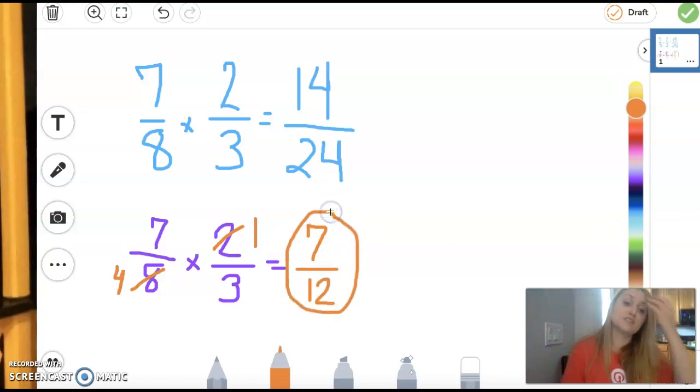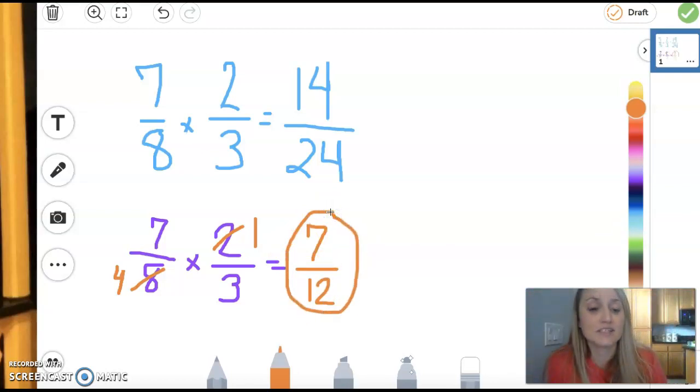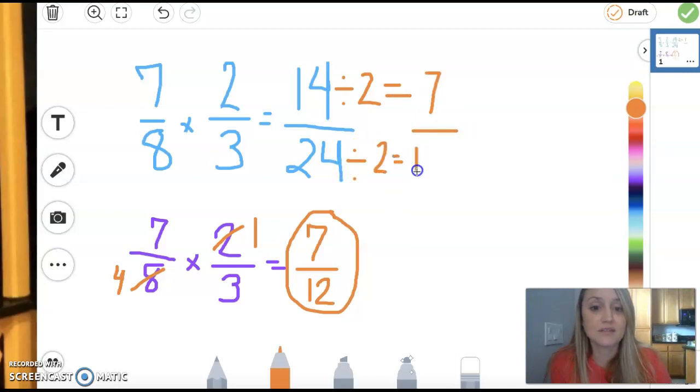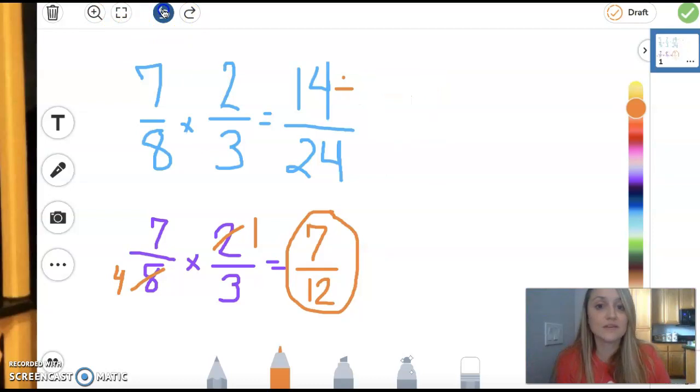So if the directions even on your test or your homework say, please answer in simplest form, this would be wrong because it's not in simplest form. You'd have to keep on going and make sure that you reduced enough, okay? So just some things that I noticed from your homework yesterday.